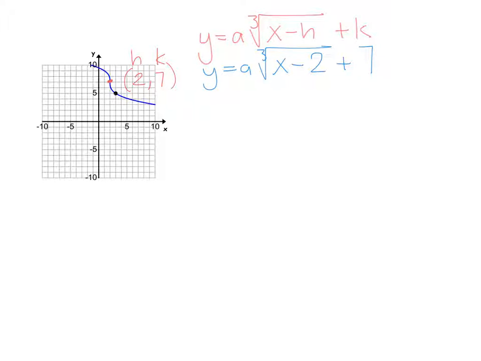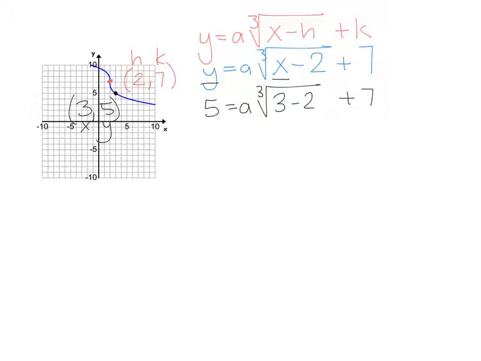So now we need a point that we can plug in for x and y. So that's this highlighted point. We're pointing out a good one for you to use there. That would be 3, 5. So for the x we'll put 3 and for the y we'll put 5. So 5 equals a times the cube root of 3 minus 2 plus 7.